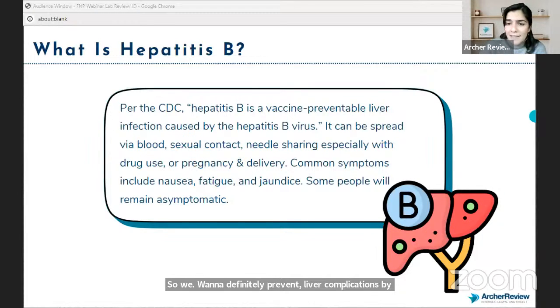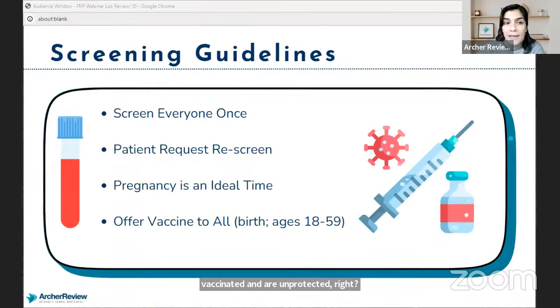So the CDC classifies hepatitis B as a vaccine preventable liver infection caused by the Hep B virus. So our job in primary care is to help screen those patients, catch the patients that are needing treatment, and also vaccinate the patients who have not been vaccinated and are unprotected, right? So that's going to be our main job in primary care.